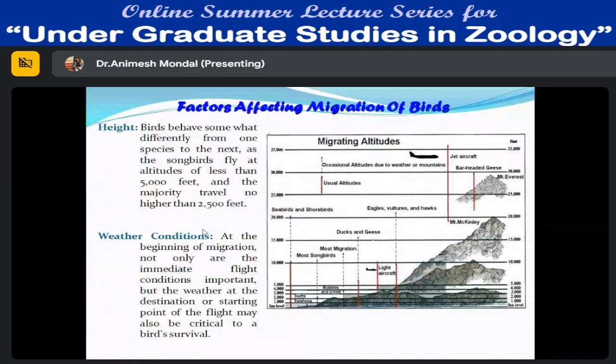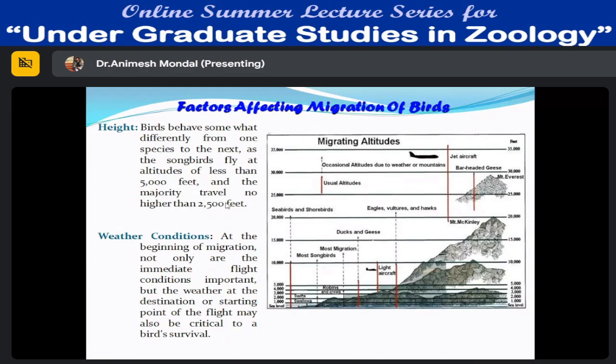Now, what are the factors that affect this migration? Basically, the birds behave somewhat differently from one species to the next. The songbirds fly at an altitude above 5,000 feet, but the majority of birds travel higher than 2,500 feet. You will be surprised to know that most of the birds can cross the Himalayan barrier. One example is demoiselle crane. Demoiselle cranes move from China to India, and when they are moving, they cross the Himalayas. Bar-headed geese also move through these Himalayas.